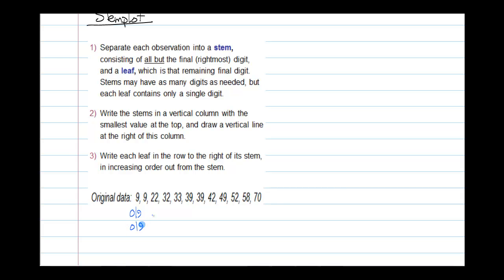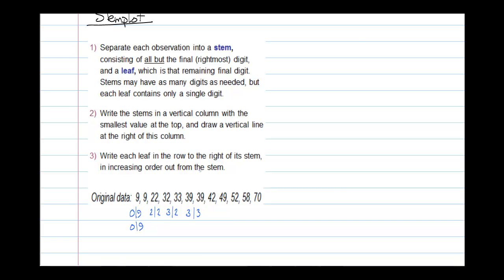22 would be 2 for my stem, 2 for my leaf. 32 would be 3 for my stem, 2 for my leaf. 33 would be 3 for my stem, 3 for my leaf, etc. And you can see the pattern here. Next, I write the stems in a vertical column with the smallest value at the top and draw a vertical line at the right of this column. And that's what I've kind of already done here.